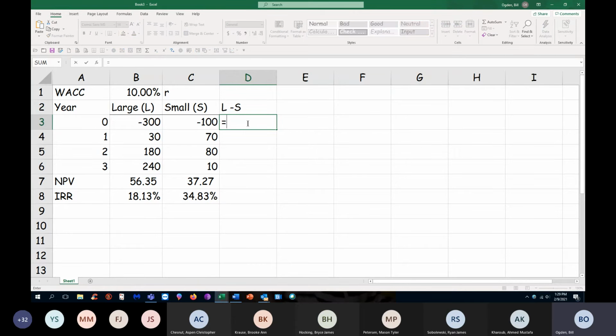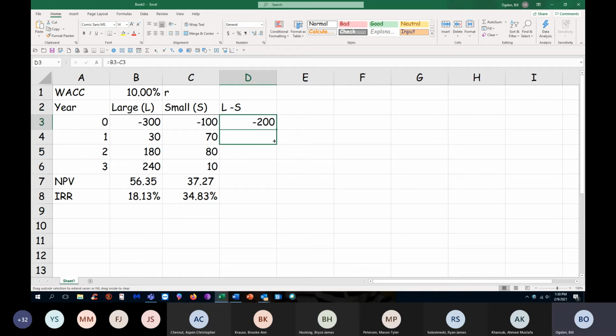So we're going to say equals minus 300 minus 100. What does that tell me? That tells me that I'm investing 200 more in the large project than I am in the small one. Does that make sense? So what do you get in return for this additional investment?